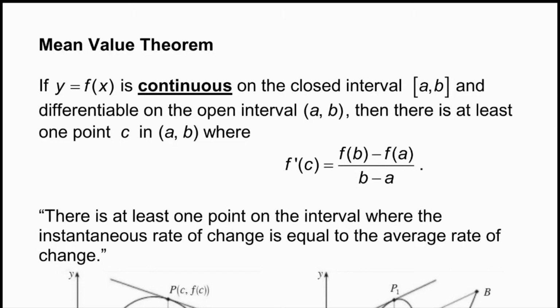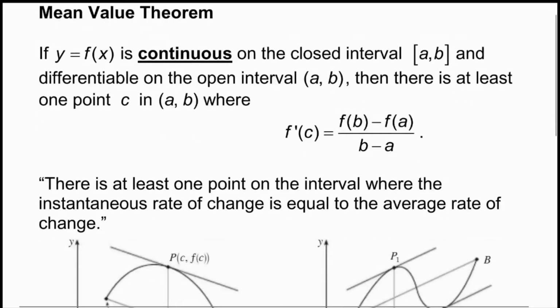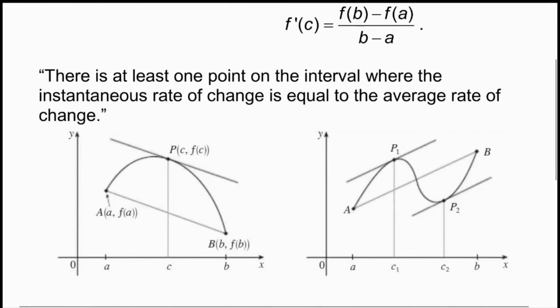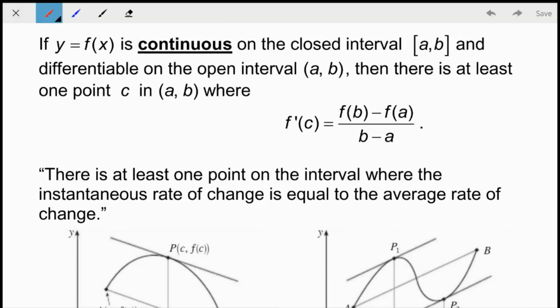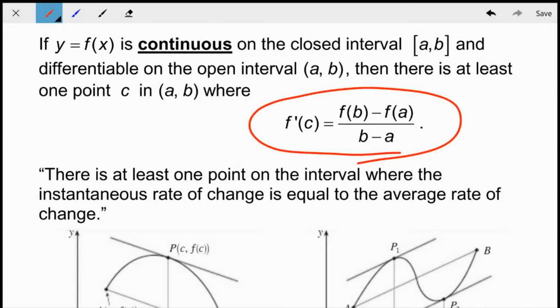So this is just a restatement of the mean value theorem. And you can see this is the way I typically state it. There's at least one point on the interval where the instantaneous rate of change is equal to the average rate of change. But you always want to keep this setup in your mind. So what it says right here, that should always be what we're thinking about.